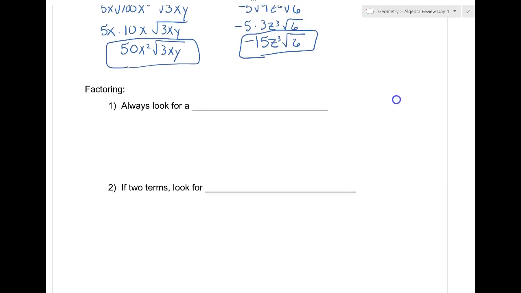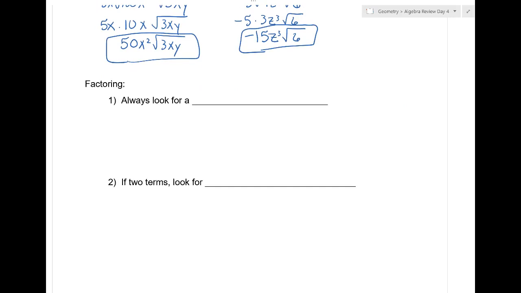All right, last thing that we learned, we reviewed factoring. And remember with factoring, it's not that bad. We just need to remember the steps. What's the first thing you always look for? You always look for a greatest common factor, or GCF. So you always have to factor that out. If you don't factor out greatest common factors, you're not completely factored.